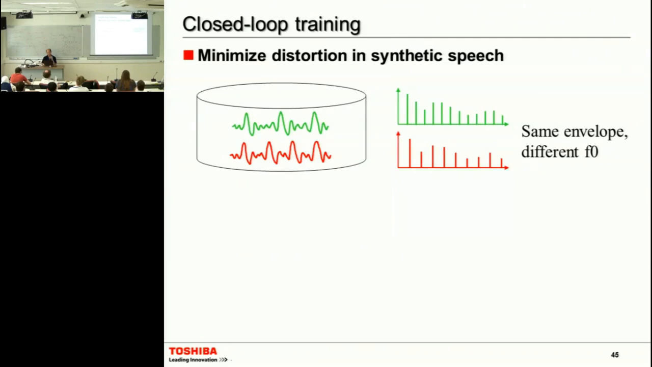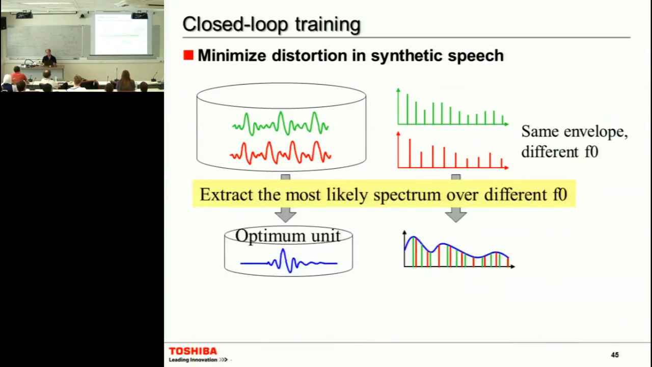Okay, so here I want to explain how we can minimize the distortion in synthetic speech, and this is an explanation in the frequency domain. So suppose that we have periodic signals, or speech signals like this, that have the same spectrum envelope but a different F0. Then this closed-loop training tries to extract the most likely spectrum over different F0. So this method exploits the increase of sampling points of the spectrum. This is the reason why the closed-loop training can improve the speech quality.